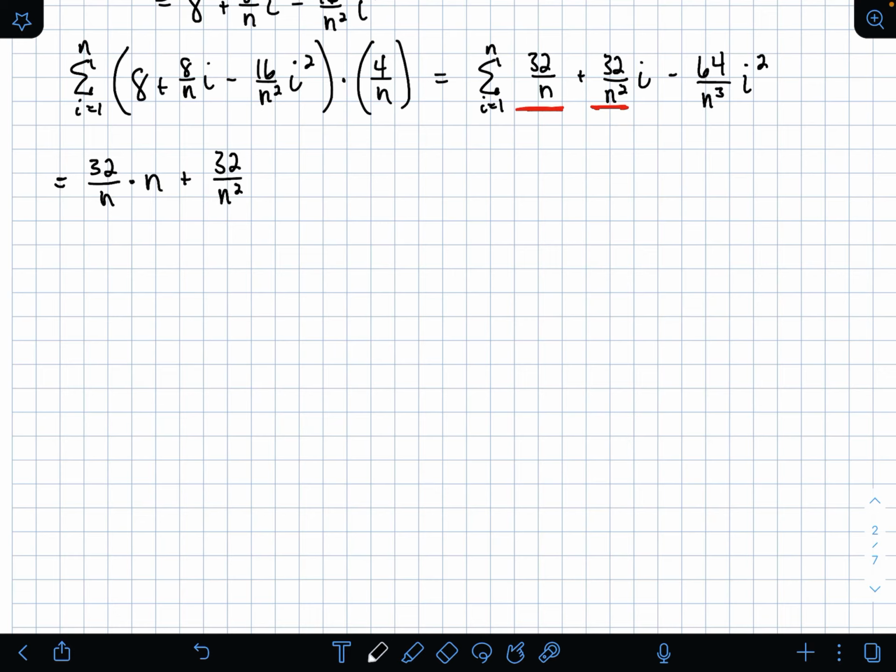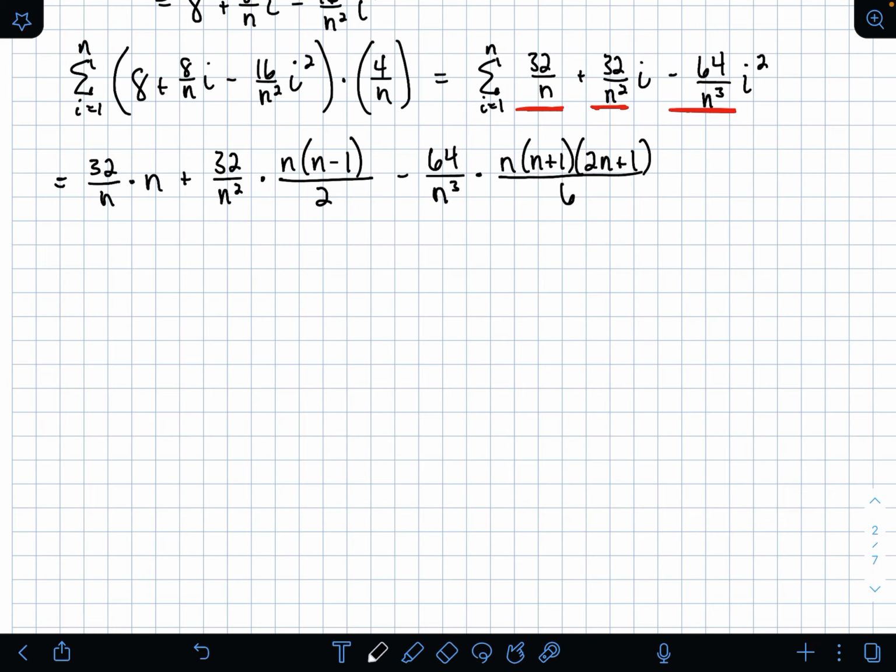So as a constant multiple, it can be brought out in front of the sum, and then we have just the sum from 1 to n of i. And the formula for that is n times n minus 1 over 2. With this last term, again, the negative 64 over n cubed is constant in terms of the summation. And then we have the summation of i squared, the formula for which is n times n plus 1 times 2n plus 1 all over 6.